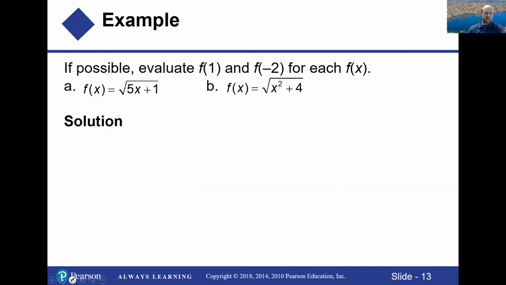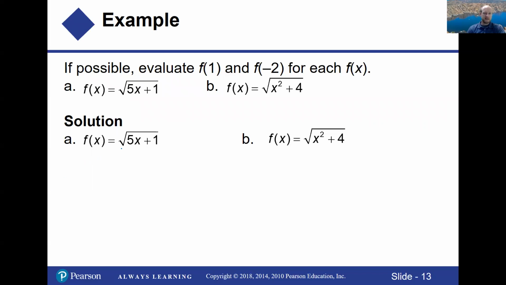All right, if possible, evaluate these guys. Okay, so evaluate for f of 1 and f of -2 for each of these two functions. If possible, again, kind of giving you a hint, maybe some of them are not possible. So let's do that here.